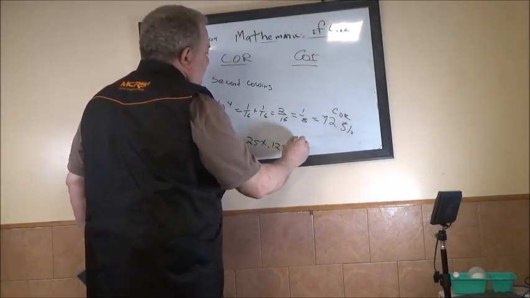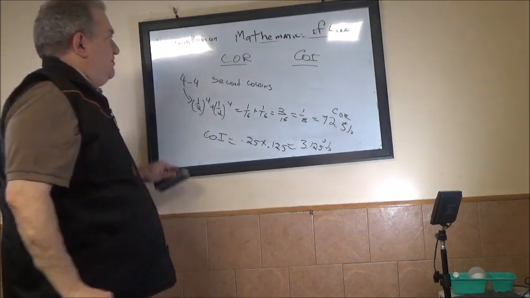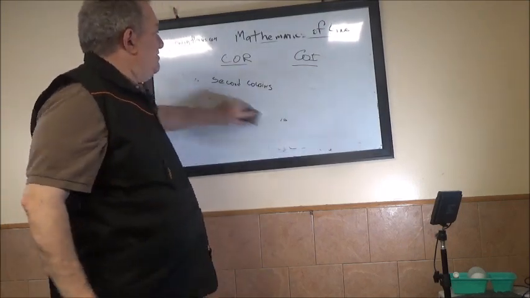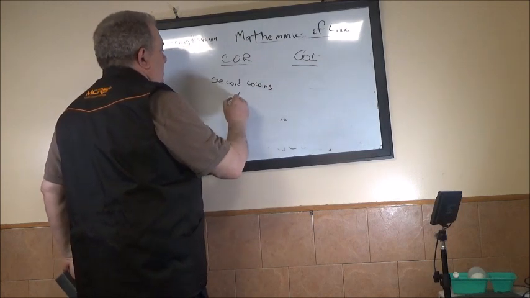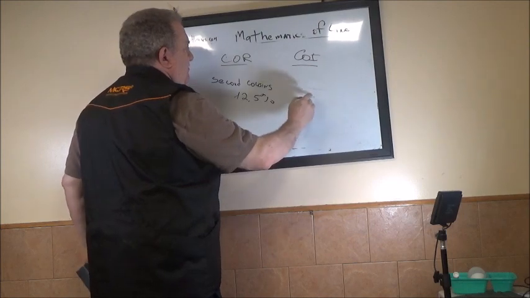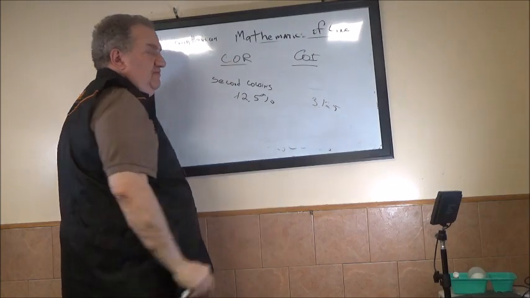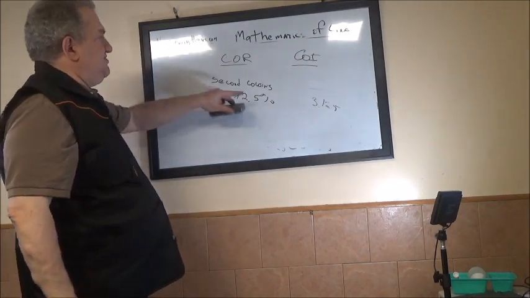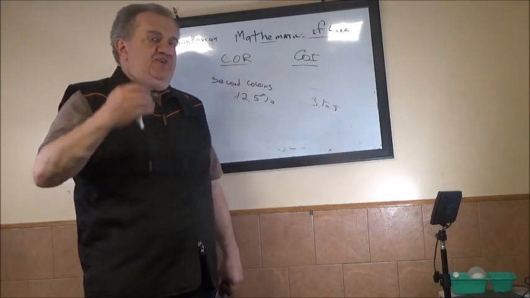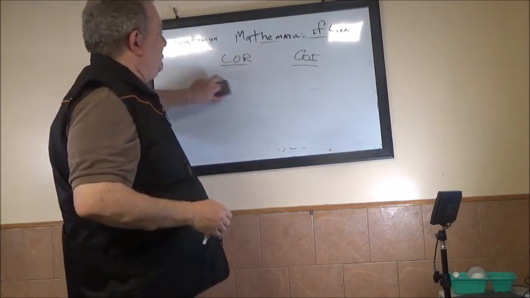So we get 3.125%. Again, for second cousins, the COR is 12.5%, and the COI is about a quarter of it, which is 3.125%. 3 is about 1/4 of 12, roughly speaking, right? So now you can see that for the COI, only 3% of all the genes are homozygous. So you see the number going down as you step back in time. Let's go to the next to last example.